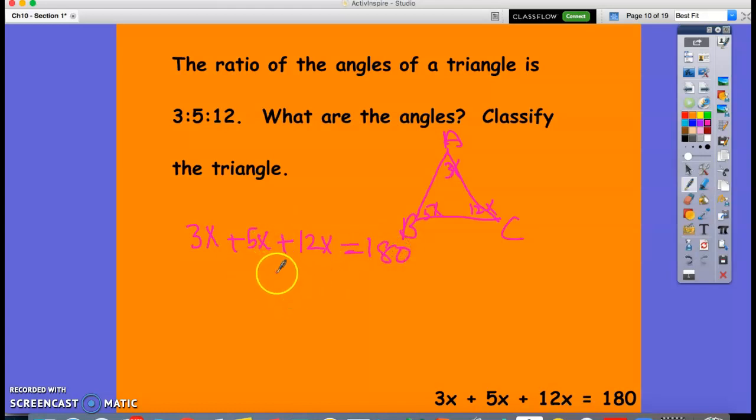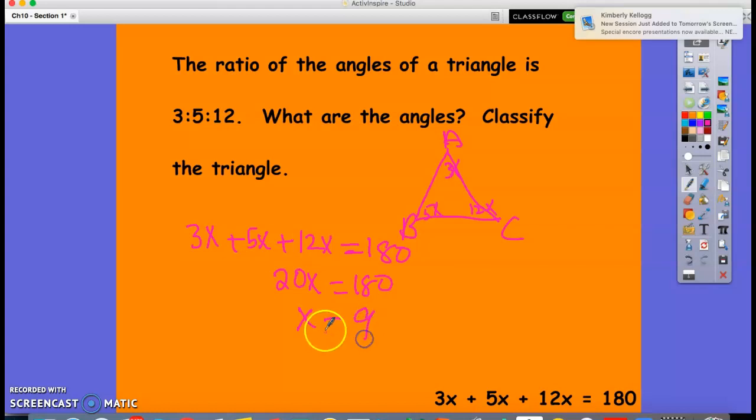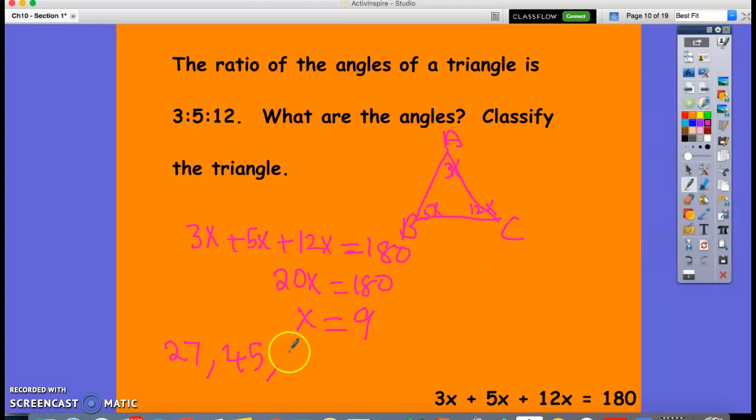So this is 20. So 20x equals 180, or x equals 9. So that means each angle is what? 3 times 9, which is 27, and 9 times 5 is 45, and 12 times 9 is 108.